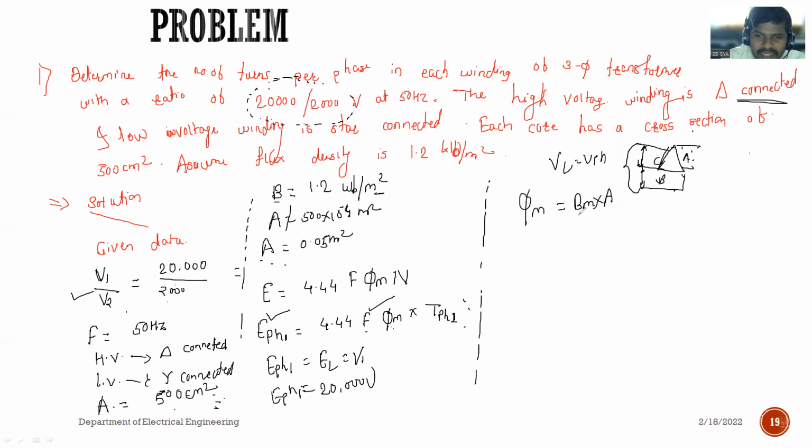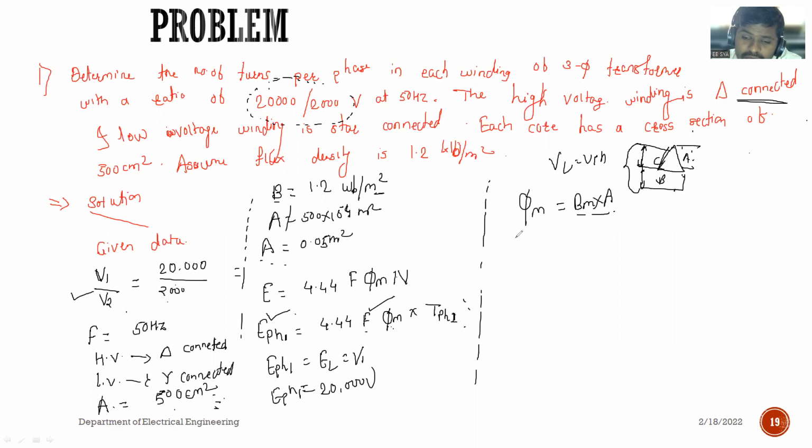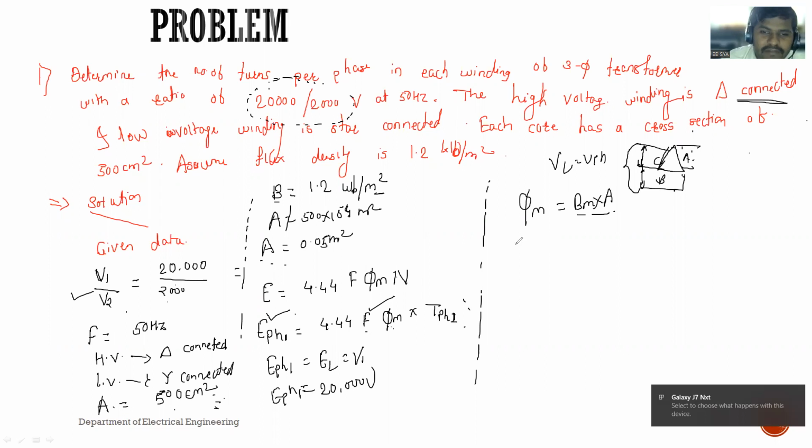So you people are having value of BM into A. A ची व्हॅल्यू पण आहे, F ची व्हॅल्यू आहे, EPH1 आहे. According to this we are able to calculate the TPH1. So see, put the value and calculate the value of TPH1.